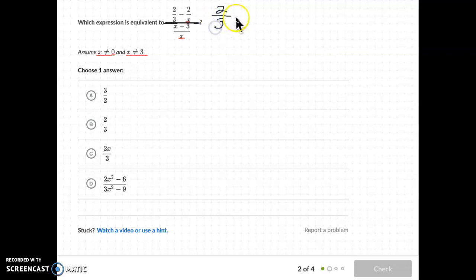2 over 3 minus 2 over x. This is just part of the analytical process. We're dividing this by x minus 3 over x. Okay, so we're going to work on the left side first. We have to subtract one fraction from another.